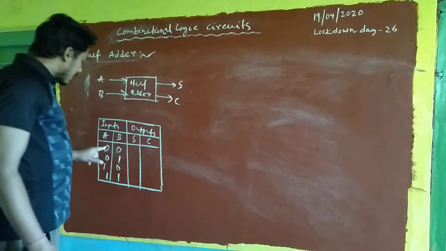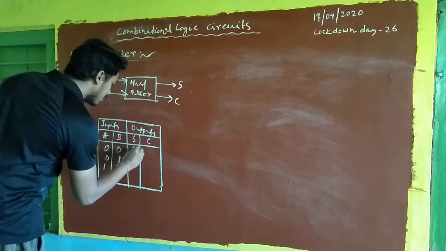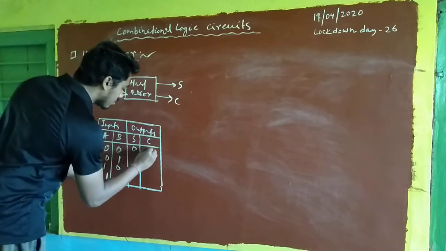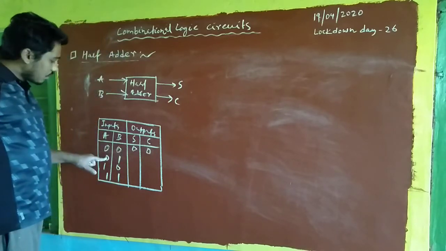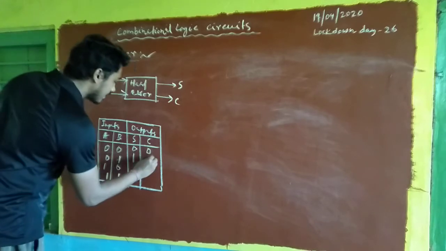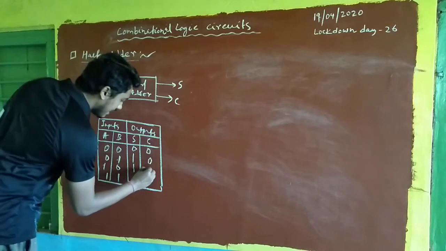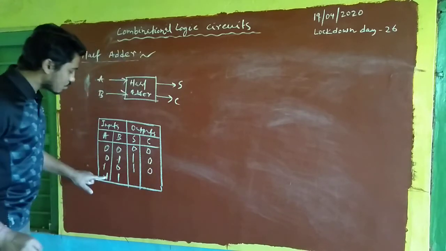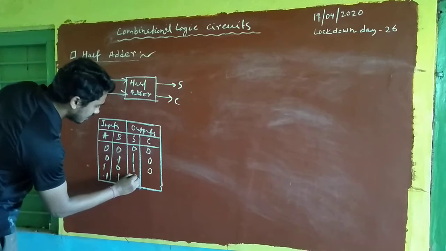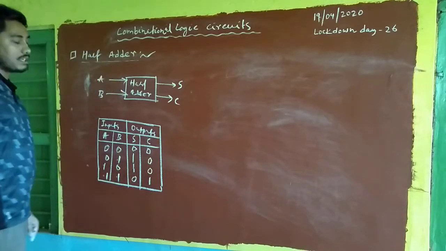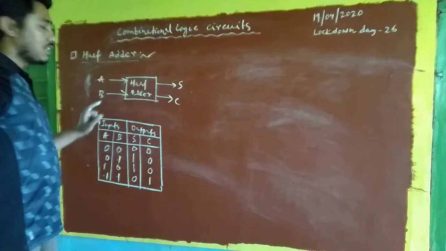Now what is 0 plus 0? That is 0. Summation is 0 and carry is also 0. Now what is 0 plus 1? That is 1, carry is 0. Now what is 1 plus 0? That is 1, carry is 0. And what is 1 plus 1? That is summation is 0 and carry is 1. So this is the truth table for the half adder.